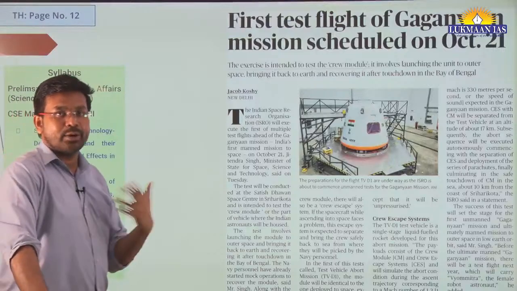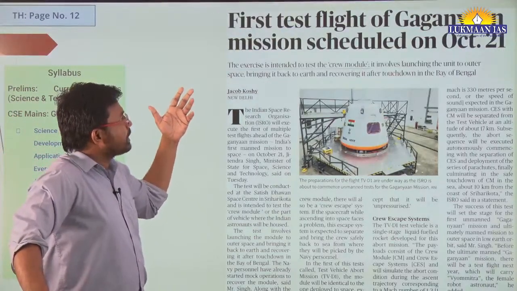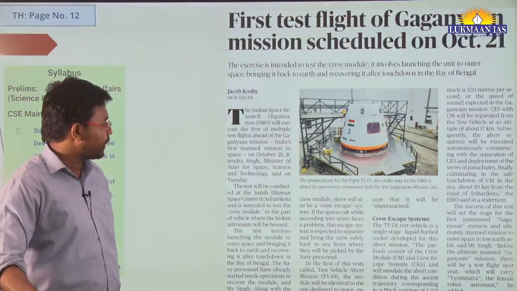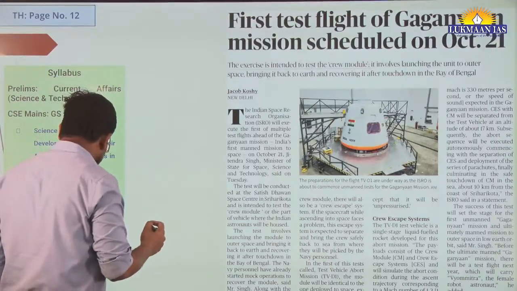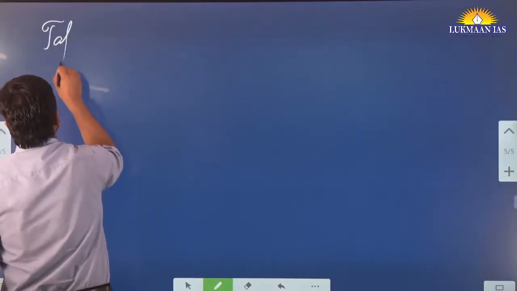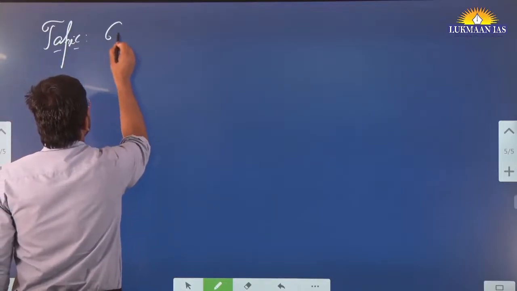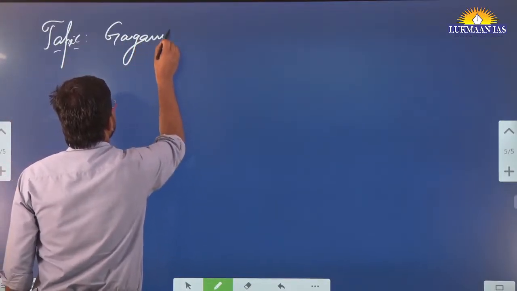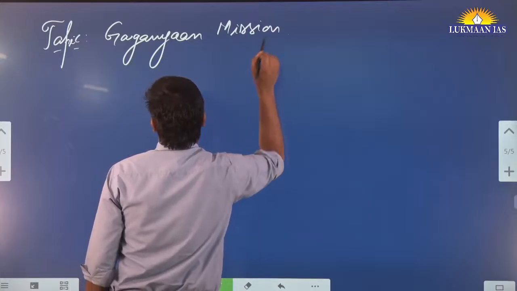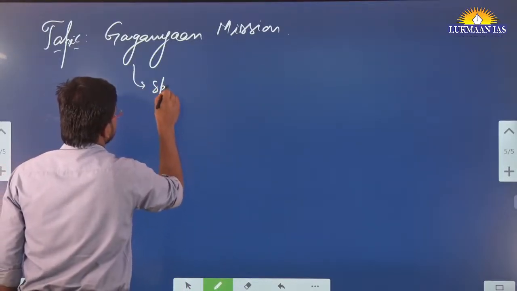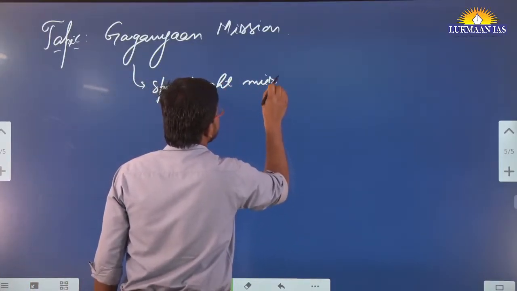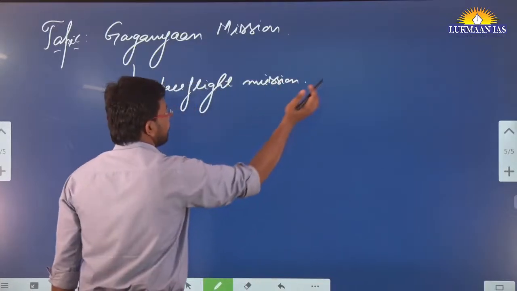Having understood this, now let us talk about another topic. The first test flight of the Gaganyaan mission is scheduled for October 2023. Now we need to understand what the Gaganyaan mission is. Quickly, we'll understand this. I'm just writing it as Gaganyaan mission. Gaganyaan means space flight mission.